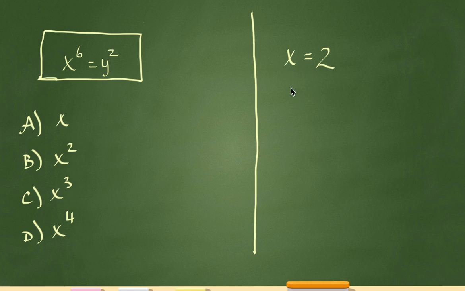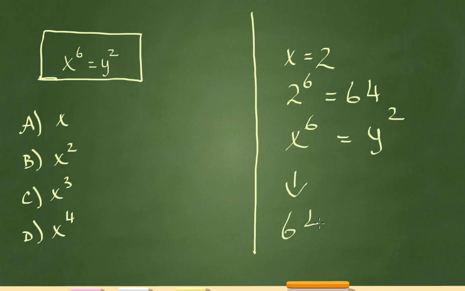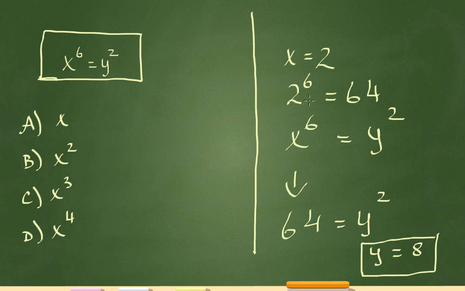Now if x is 2, then I have to solve for 2 to the 6th. And with calculating that, I know that 2 to the 6th equals 64. So now I know that the original expression, x to the 6th, let's rewrite that over here again. x to the 6th equals y squared, and I know that that right there equals 64. So 64 equals y squared, and then that tells me y must equal 8. So now y is 8 and x is 2 are my two numbers.